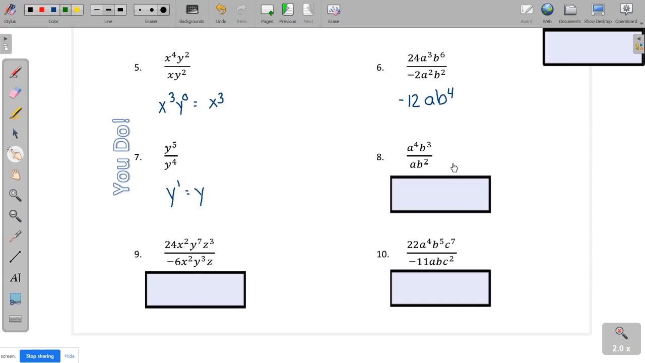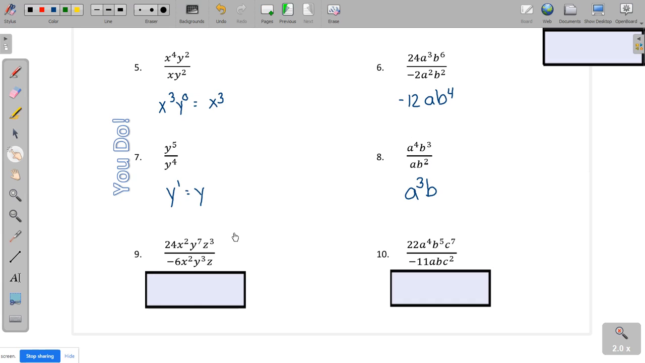Number 8, a to the 4th, b to the 3rd, divided by ab squared. So all of the b here is squared. So we have a to the 4th divided by a, so that's a to the 3rd. B to the 3rd divided by b squared is just b.